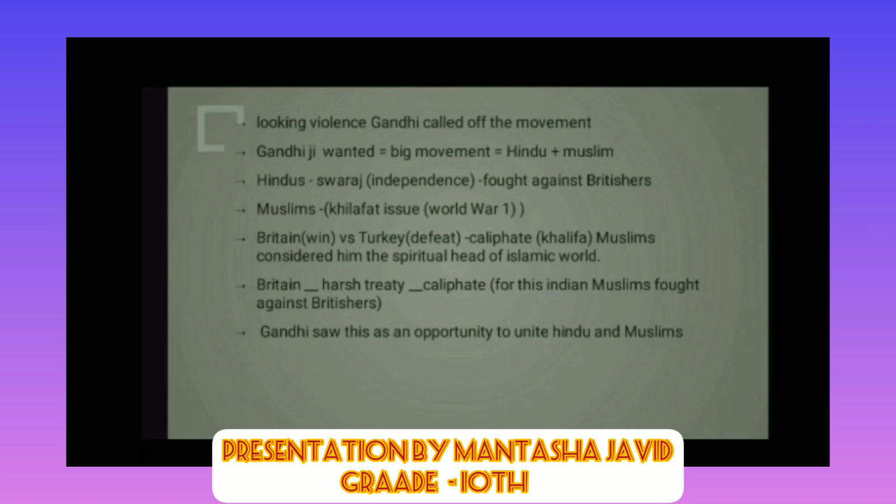Here we will see that the Hindus wanted Swaraj, which means independence, and they fought against the British. The Muslims also fought against the British. When the First World War took place, Britain won and Turkey was defeated, and their leader was called the Caliphate, or in Urdu, Khalifa. Muslims considered him the spiritual head of the Islamic world, and there was news that Britain was going to impose a harsh treaty on the Khalifa, and for this Indian Muslims fought against the British. So both the Hindus and the Muslims fought against the British. Their motive was the same. They were fighting against the same community. So Gandhi saw this as an opportunity to unite Hindus and Muslims.